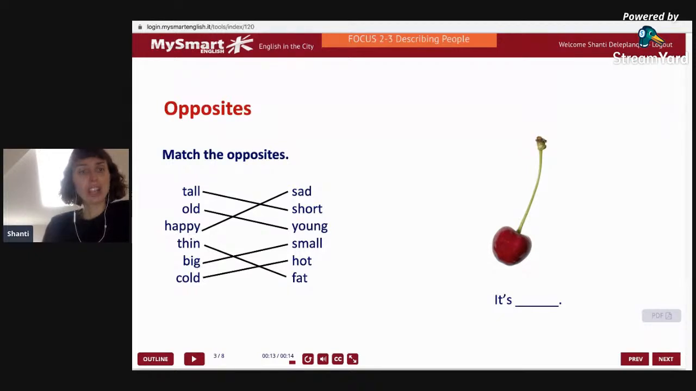Okay. So the cherry, this is a cherry, this fruit, the cherry.